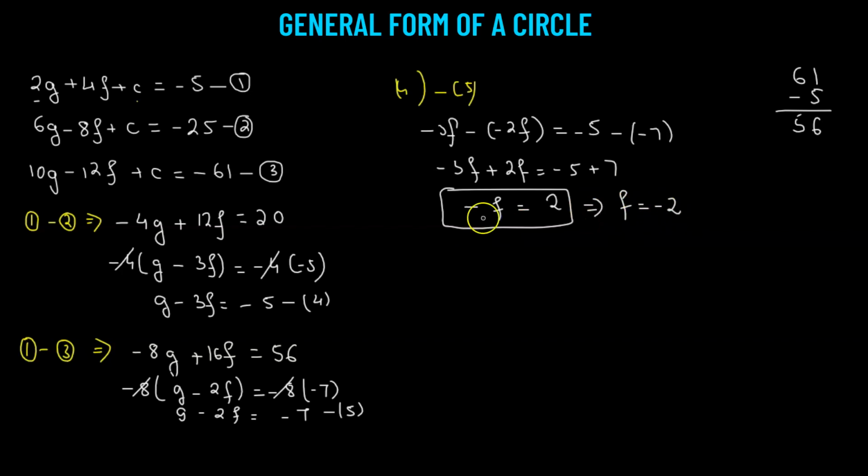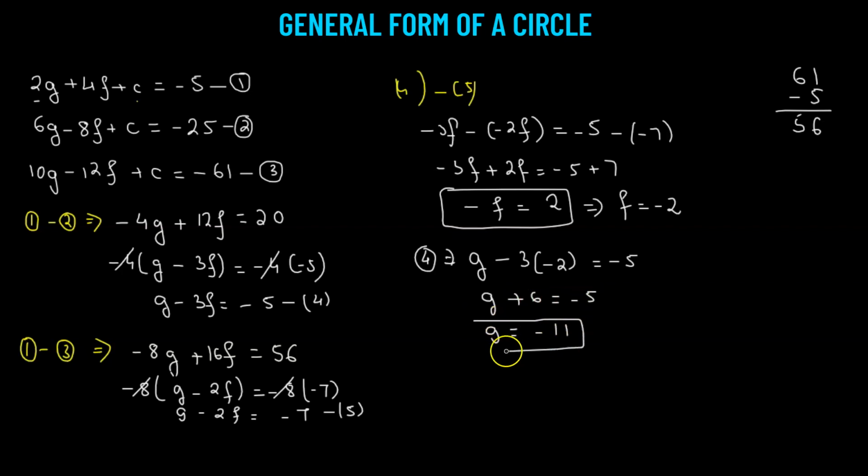Now that we have the value of f, we can replace it in either equation 4 or 5 to obtain the value of g. Let's use equation number 4. For 4, we have g minus 3 times f. The f value is negative 2, equals negative 5. So we have g plus 6 equals negative 5. So g comes out to be negative 11. That's going to be the value of g.